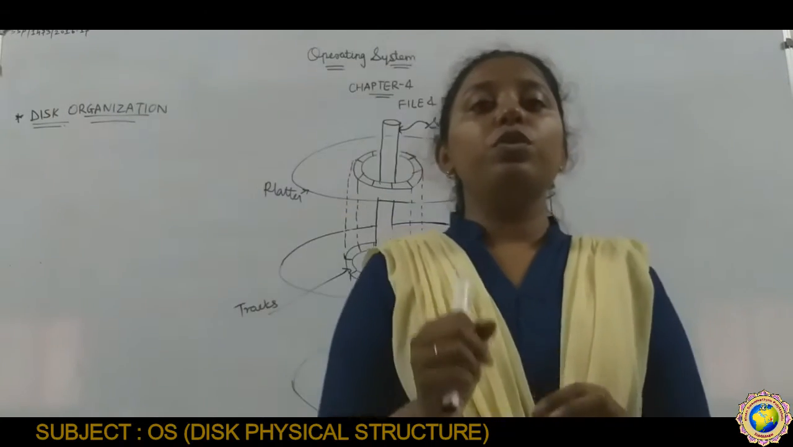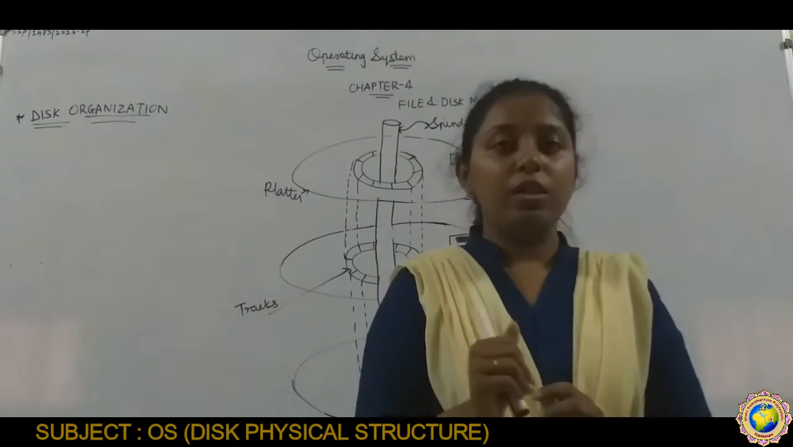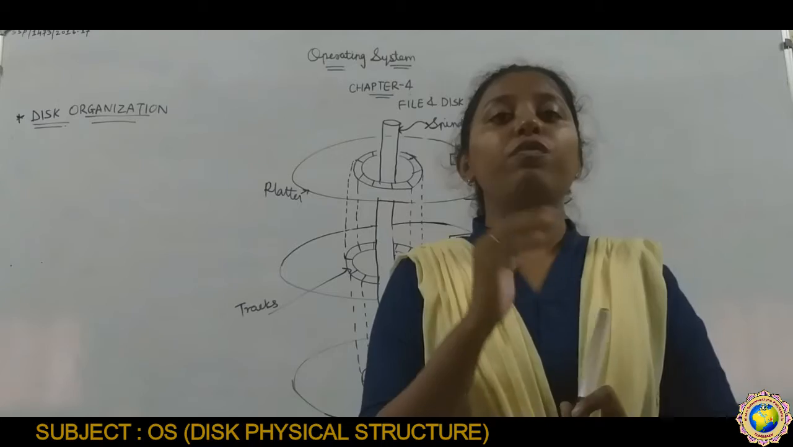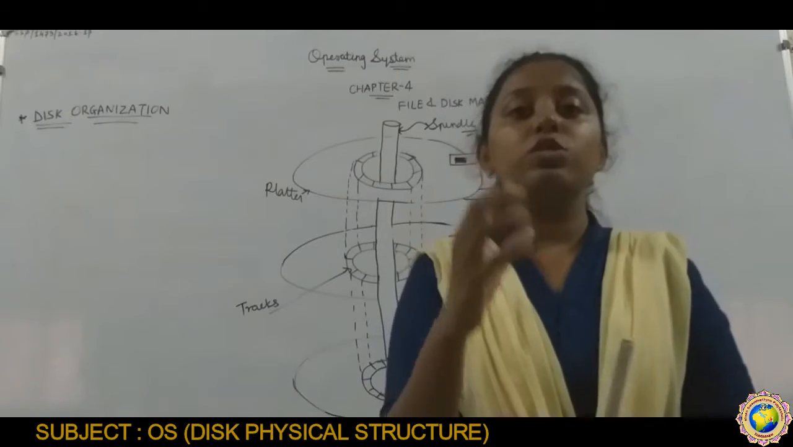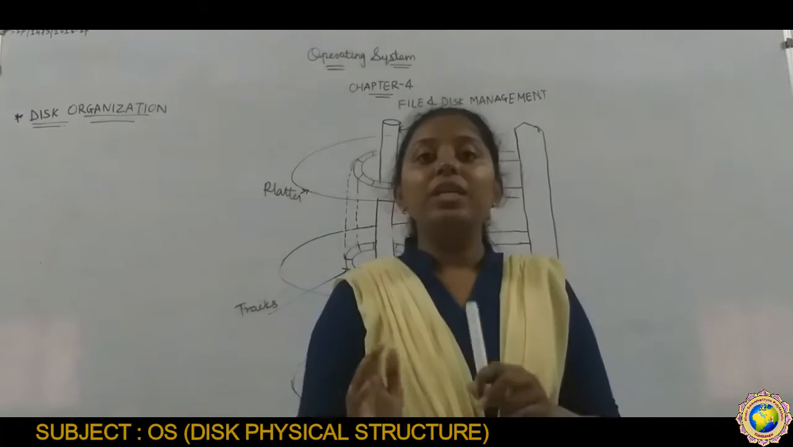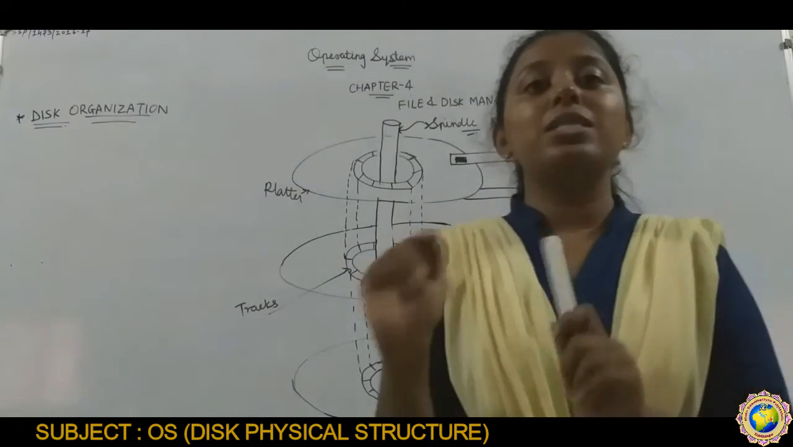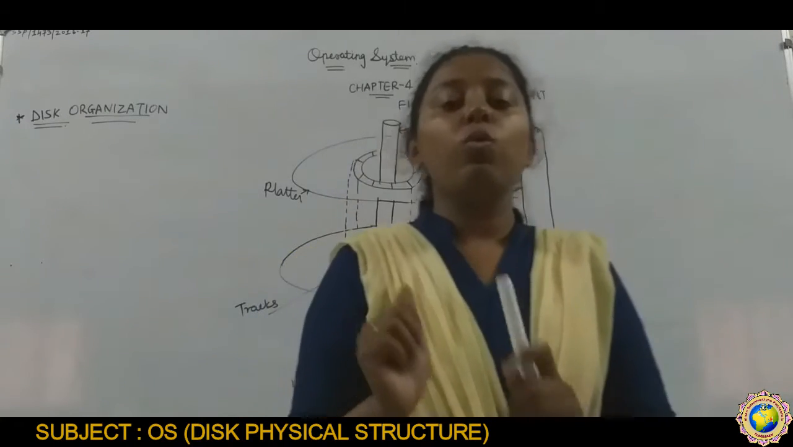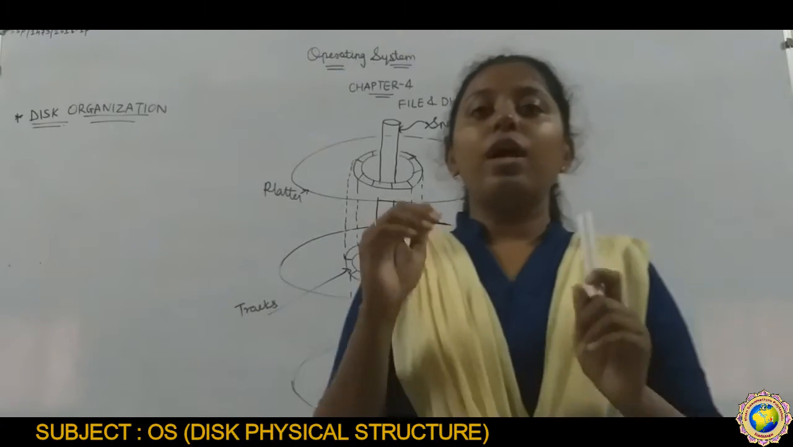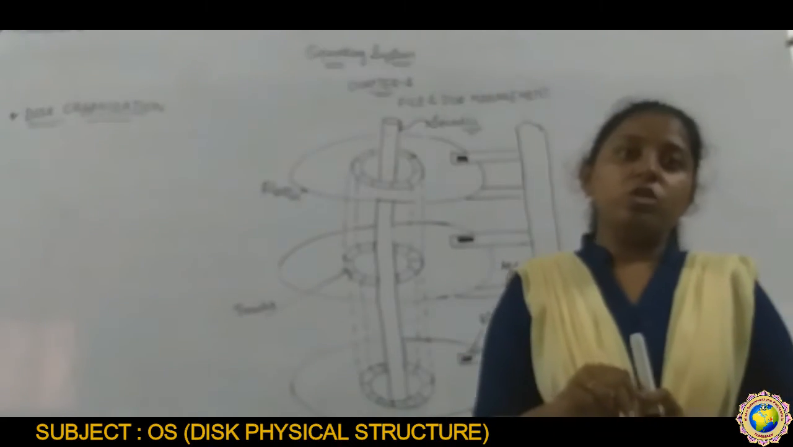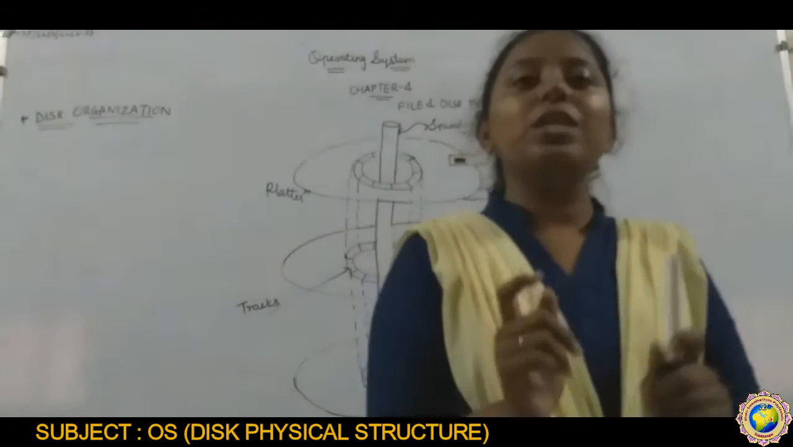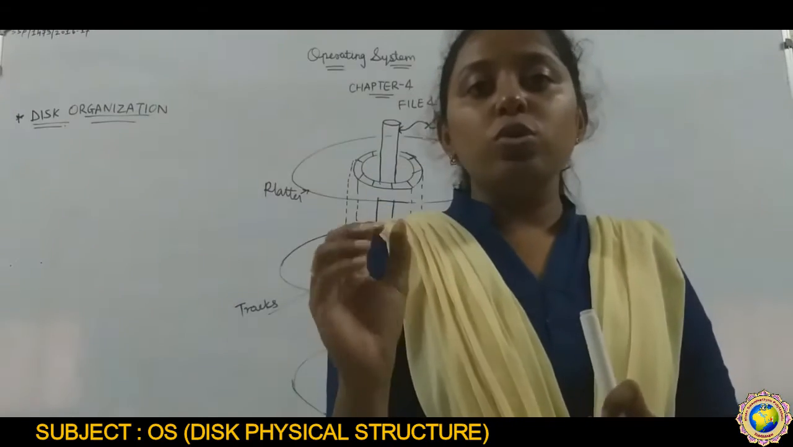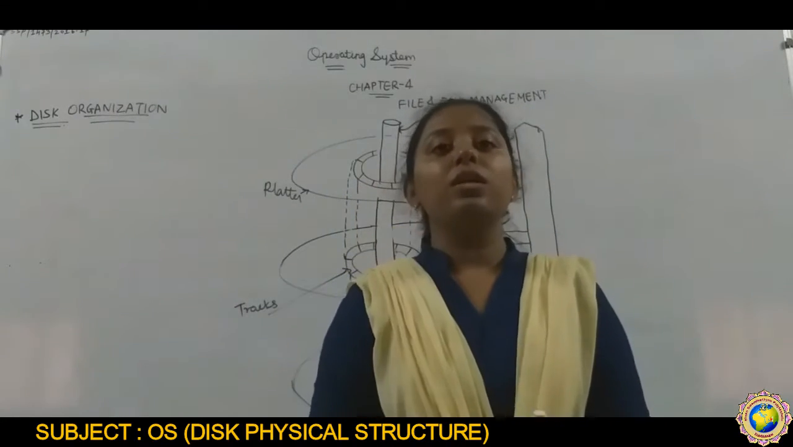If we want to save this, that is called a file. If we want to save this file permanently, then a file and secondary storage are used. Secondary storage means what? Secondary storage means hard disk. So today we are going to discuss the physical structure of the hard disk. The hard disk is used to store data permanently.